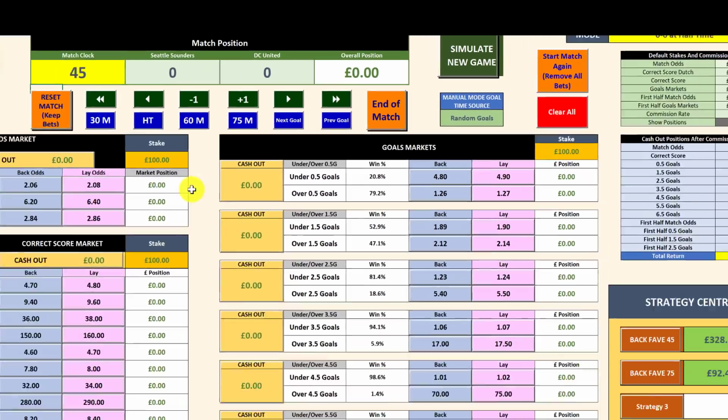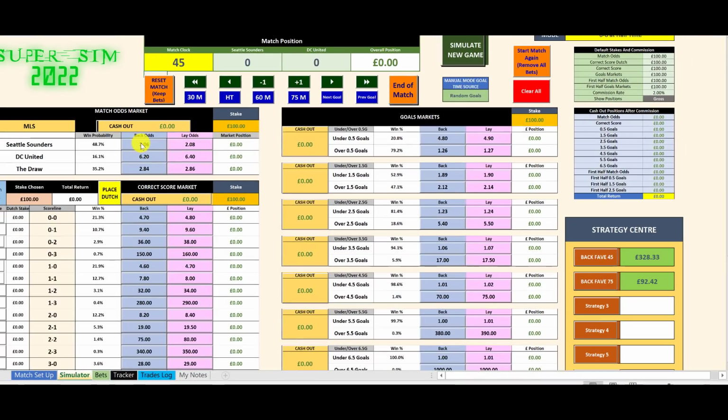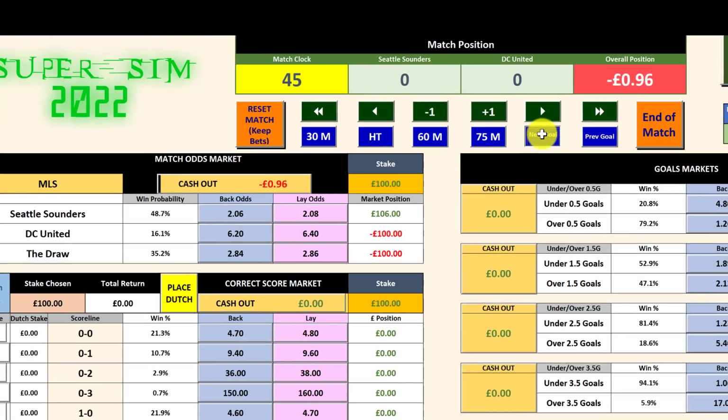Now, for the video, we're keeping this simple. So let's say we want to try backing this favorite who is drawing 0-0 at halftime. We've backed Seattle with £100. And then we just click on next goal, and then we can see what happens. It looks like they go a goal behind, so that one is probably going to go down as a loss. Let's accept the loss in this scenario.